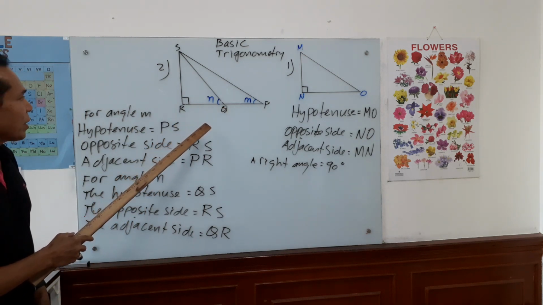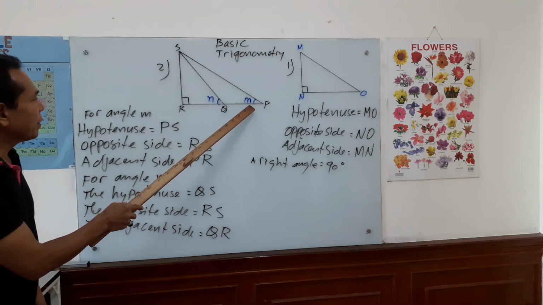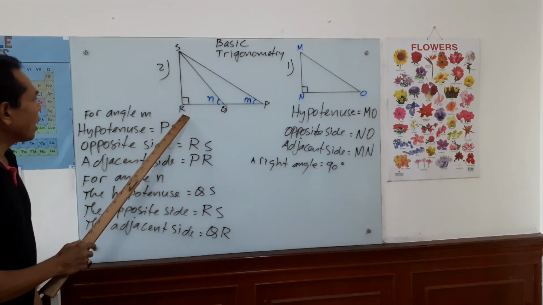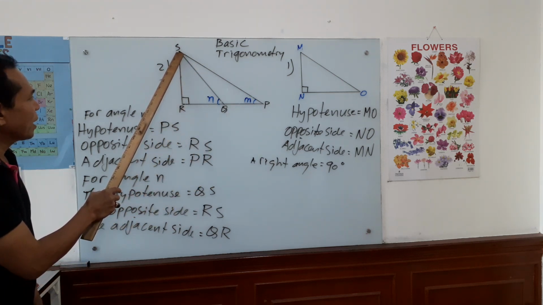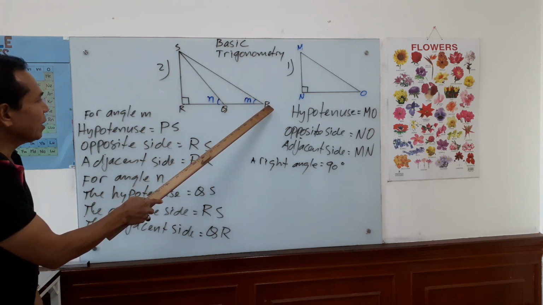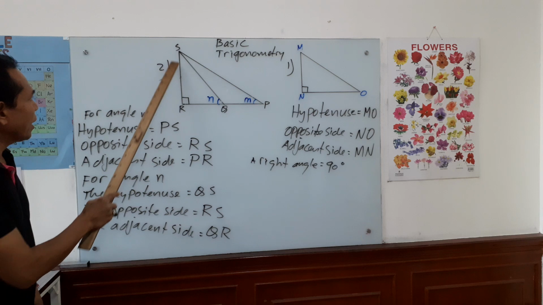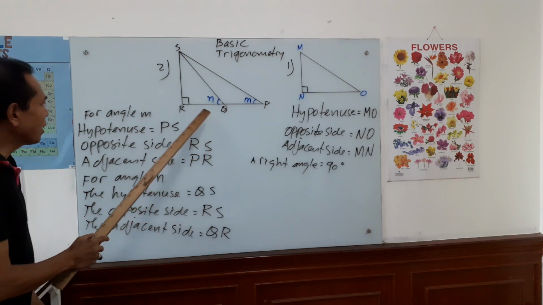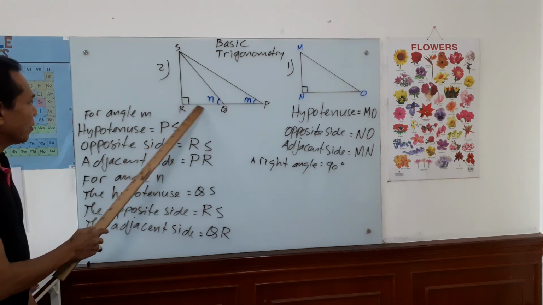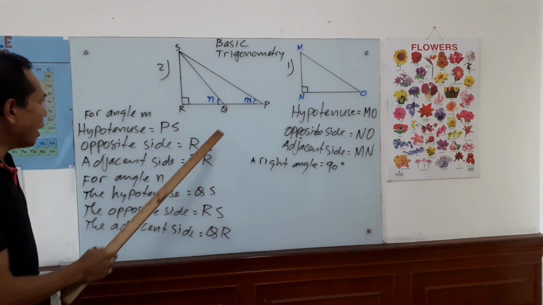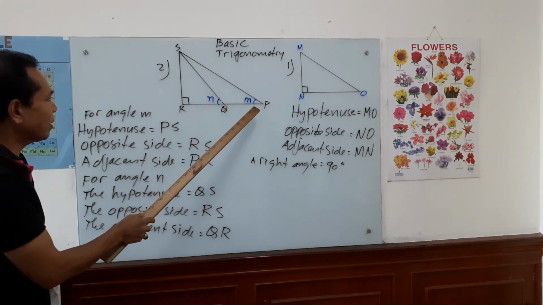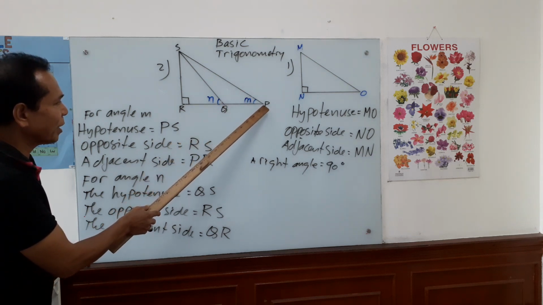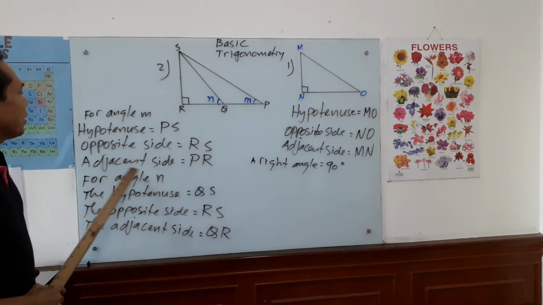Okay, we come to the next figure. It consists of two triangles here. The angle M here, the hypotenuse is PS. And the opposite is RS. Okay, once again, hypotenuse or sloping side is PS, and the opposite is RS, and the adjacent means near or side by side, is QR. Sorry, not QR. We are talking about angle N. So it should be from here. PR is the adjacent side.